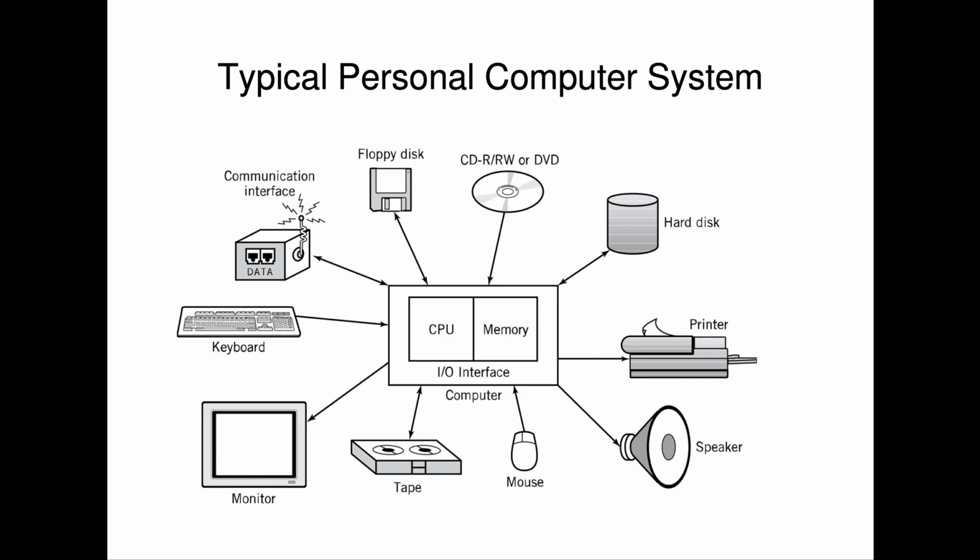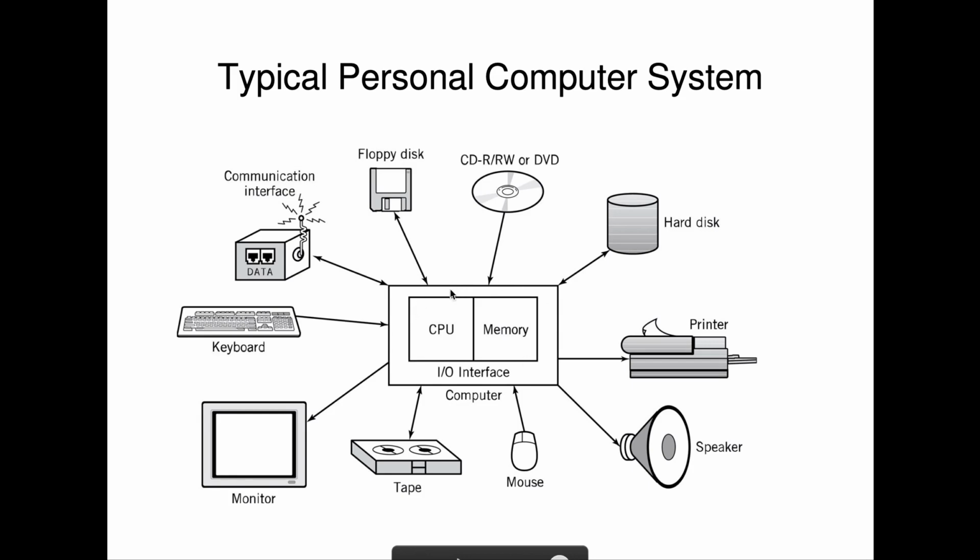A personal computer system or a PC, they will have some basic components like CPU and memory. This is a central component. As you can see in the figure, it is right in the center and they have a lot of arrows to connect with it. That means that a system must have a CPU and memory to run, and that's it. Only CPU and memory is enough for the system to exist.